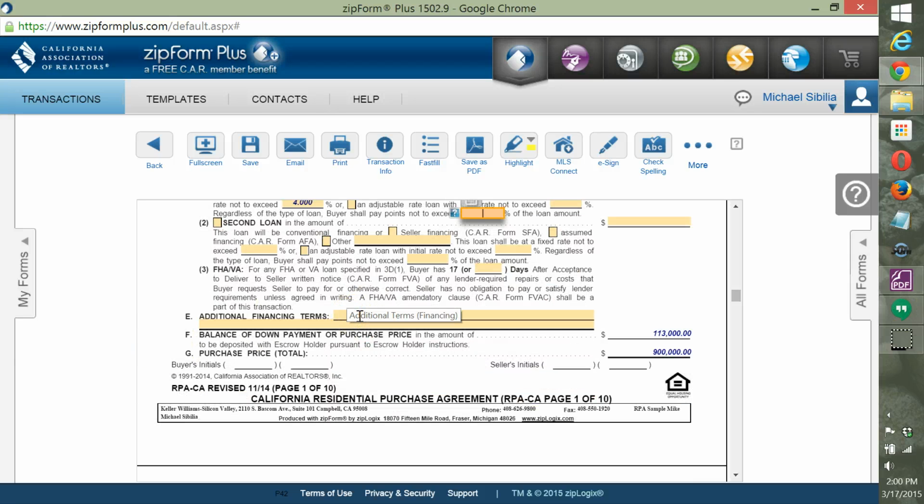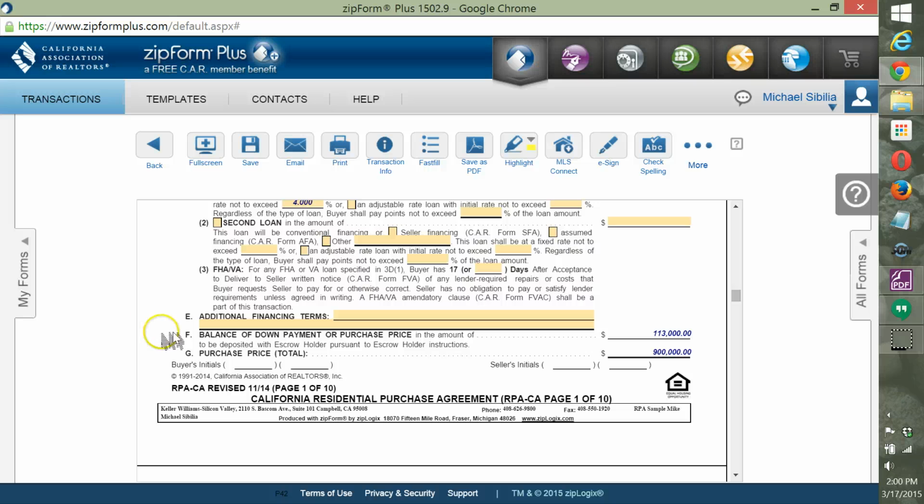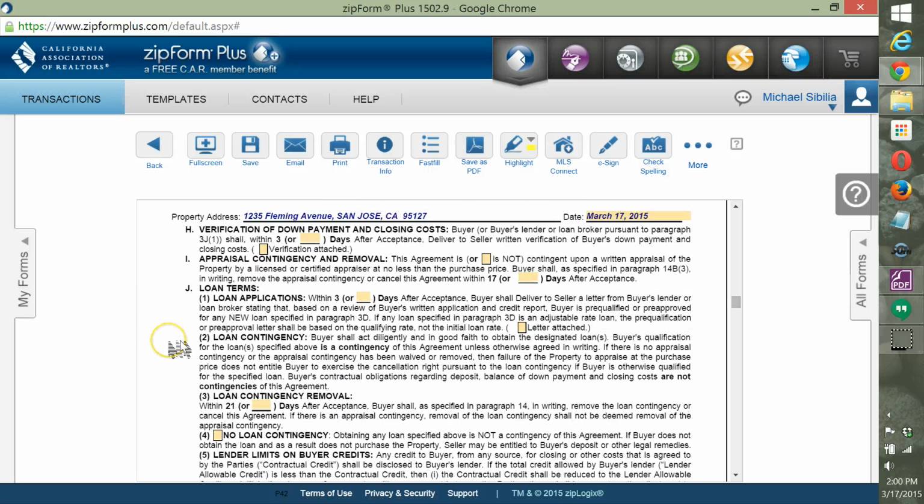Additional financing terms, you don't need to write in anything here, right? One of the things I like to say is just because there's a blank space doesn't mean you need to write in anything. So the next page, a lot of this is just straightforward. Verification of down payment and closing costs. Notice you should be checking the box that says verification attached. It's possible that the verification of down payment and closing costs can be handled by the loan agent's pre-approval letter.